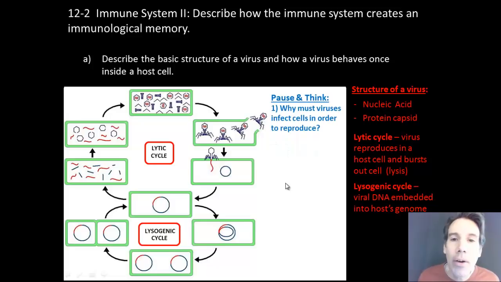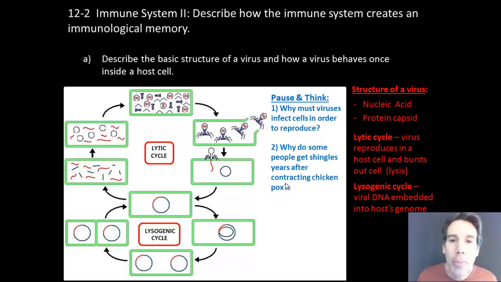So let's look at why viruses must infect cells in order to reproduce. Recall that viruses don't have ribosomes, and in order to make more virus, you need proteins. Proteins, of course, are made at ribosomes, which viruses lack.